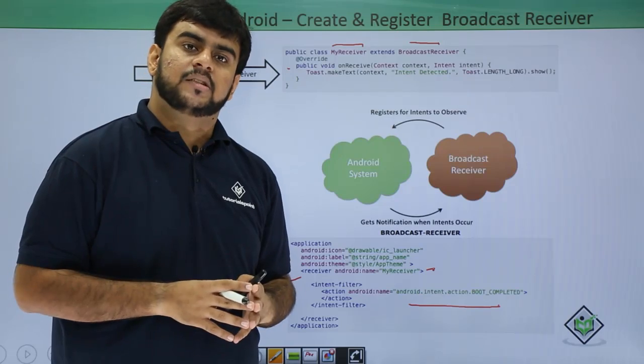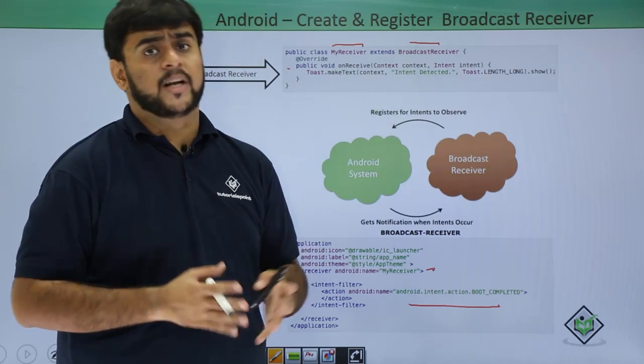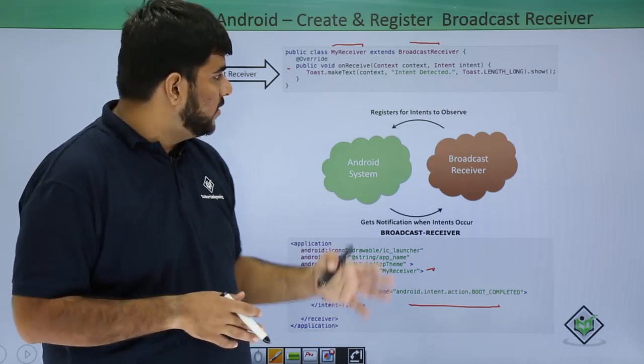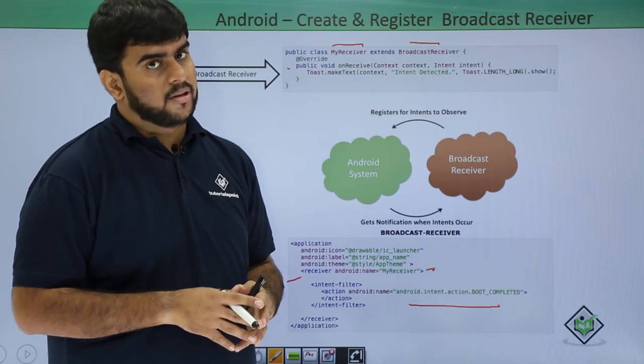How do we make a broadcast receiver? And how do we activate it? What happens when the receiver is activated? And how does the flow come through the onReceive method?